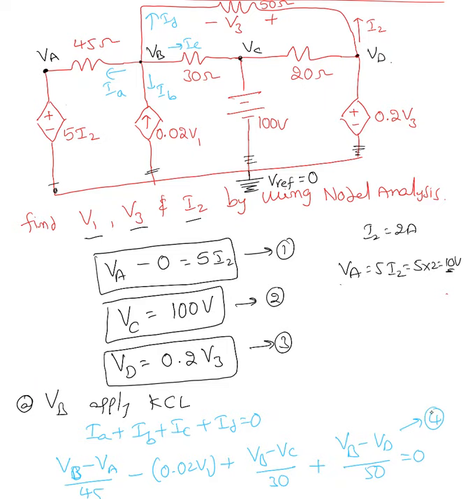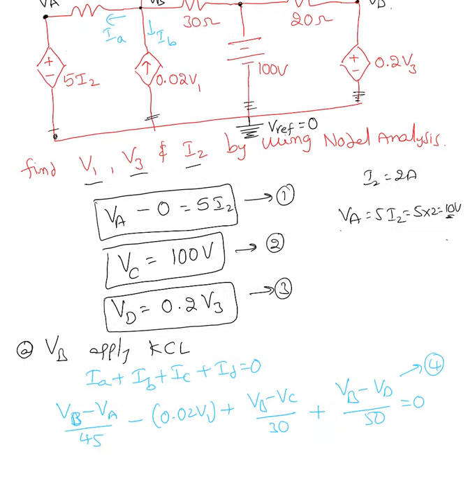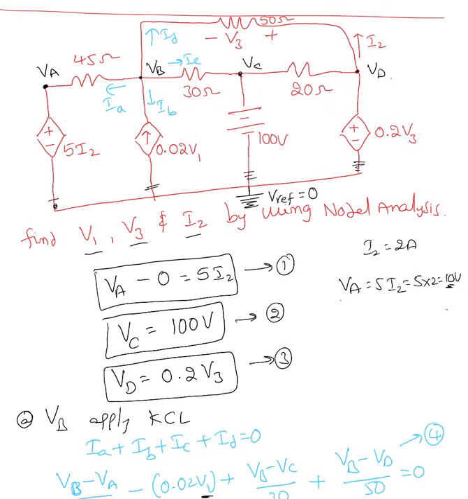Okay, let me simplify this offline. So before simplifying it, I have one more unknown here. That one more unknown is V1. Can we define what is V1?